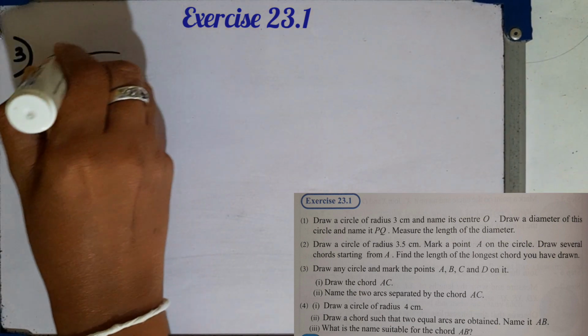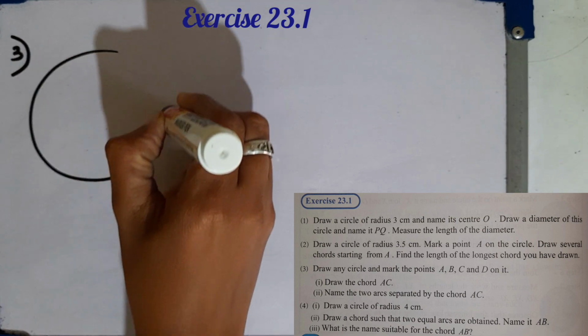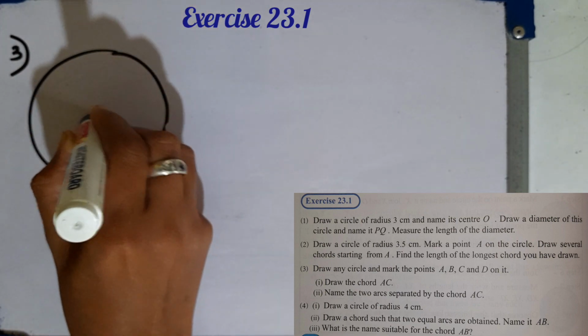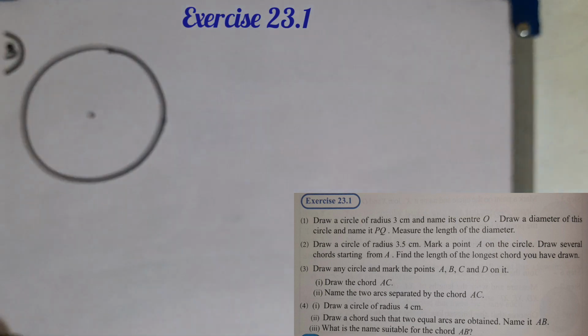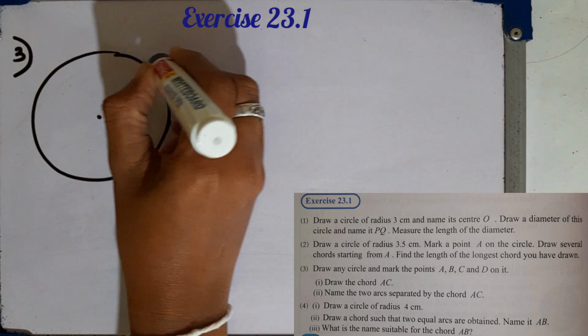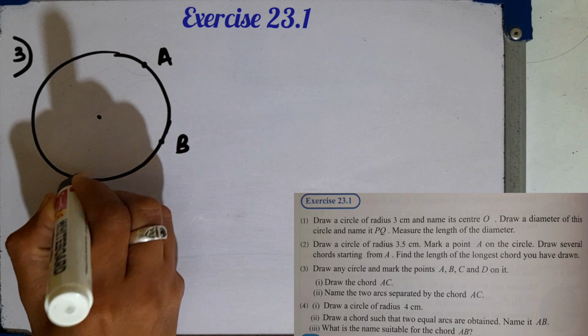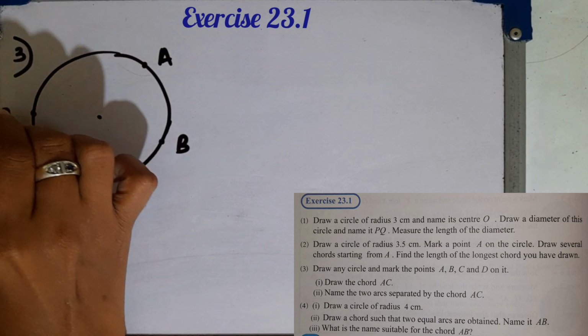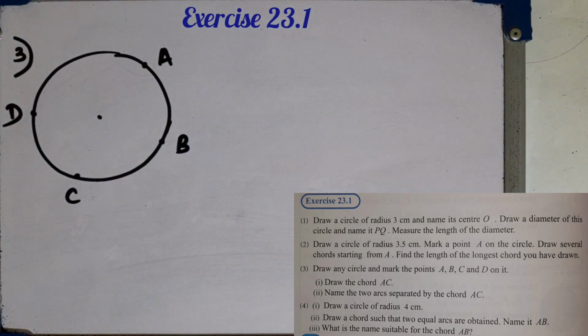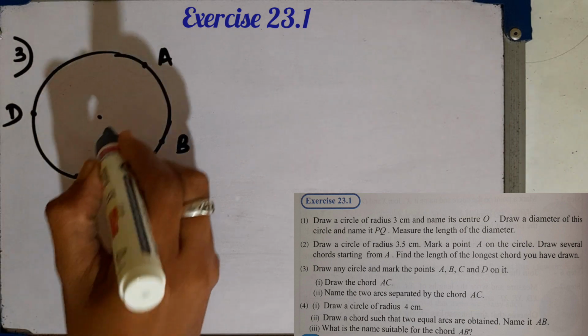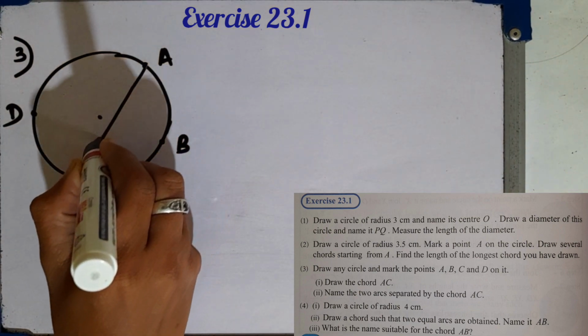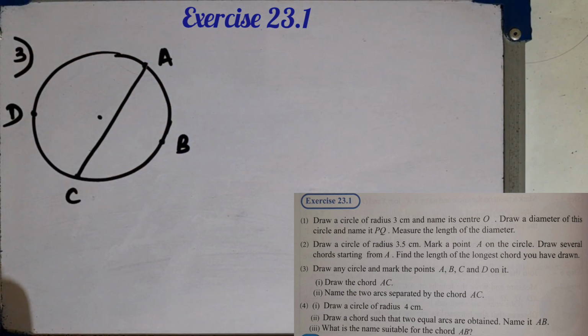I will take a circle, use a pair of compasses and draw the circle. This is the circle. Then mark the points A, B, C, D. I will mark the points like this. A, B, C, D. These are the points. Then draw the chord AC. This is the chord AC.